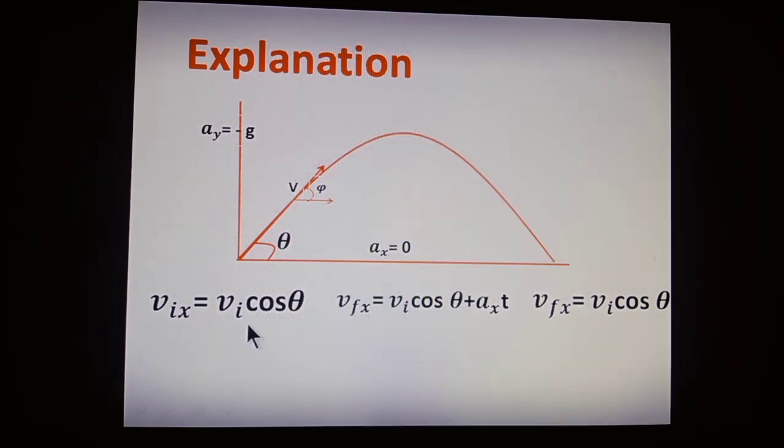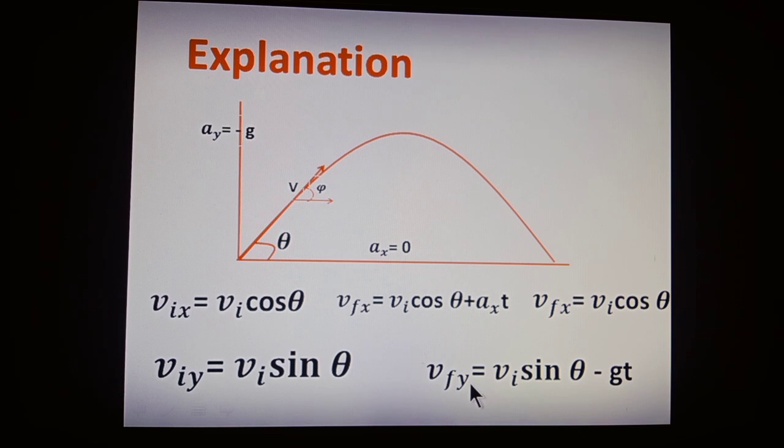Now applying the equations of motion along vertical. Viy, initial velocity along vertical, equals to vi sin theta, and final velocity along vertical, vfy, equals to vi sin theta minus gt, because the projectile is vertically moving against the gravity, so I inserted negative g. g is the acceleration due to gravity. Now it is the equation for final velocity along vertical.